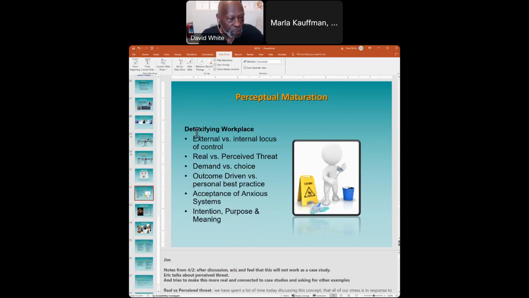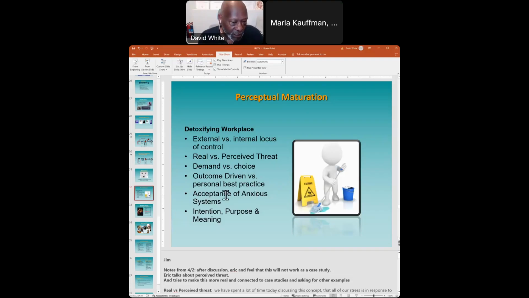Perceptual maturation, internal versus external locus of control. You start to deal with real versus perceived threats. You start to look at demand versus your capacity to choose. You start to look at whether you're outcome driven or whether you're driven by your personal best practices.